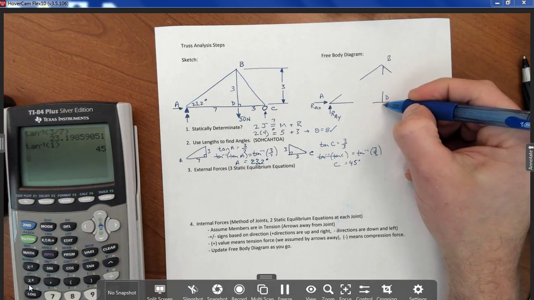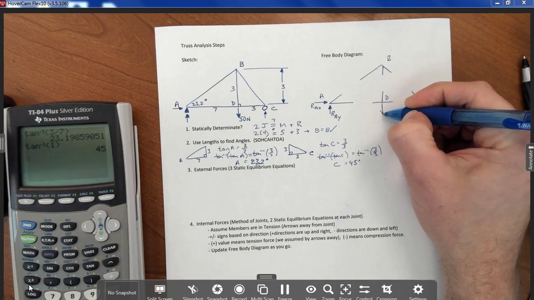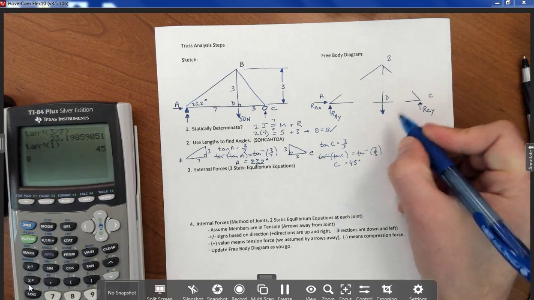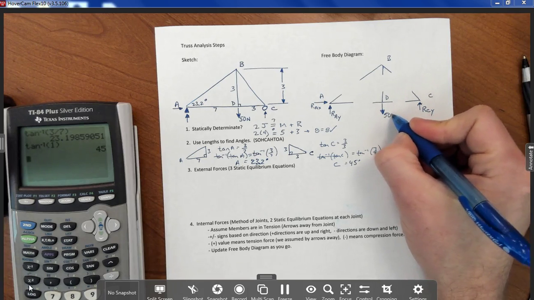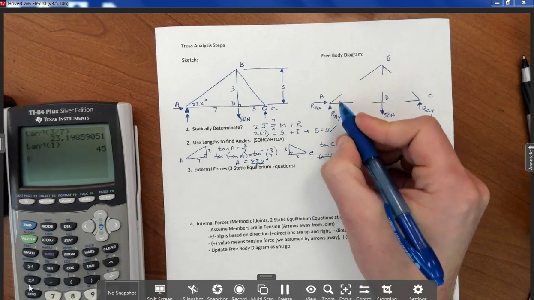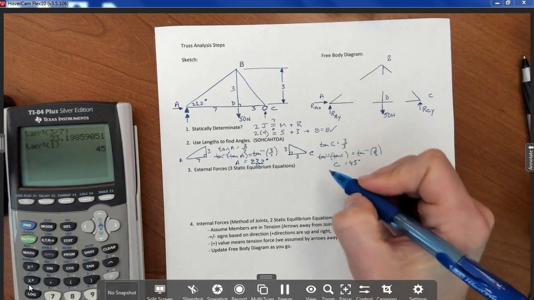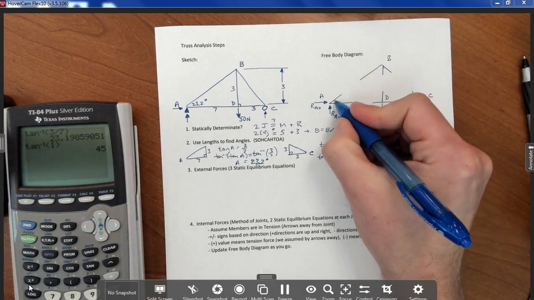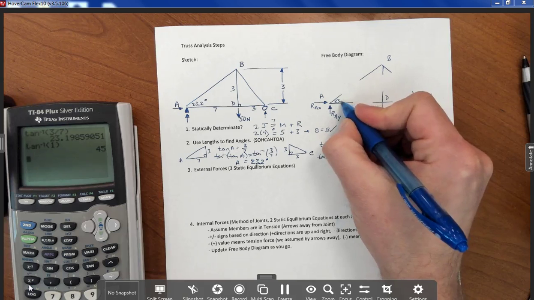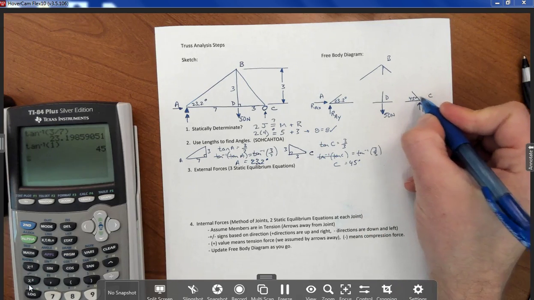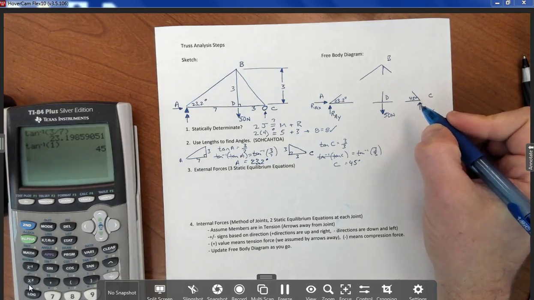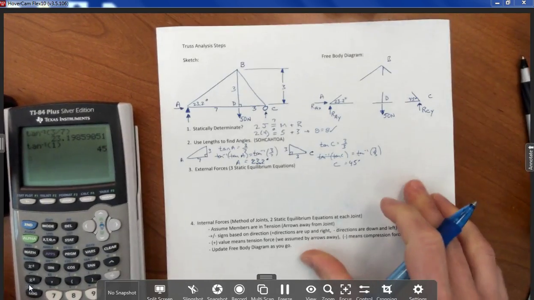And then we have our load. And for this problem, we told you it was at D and it was 50 newtons. And we'll fill in our angle measures here as well of 23.2 and 45 degrees. Okay.